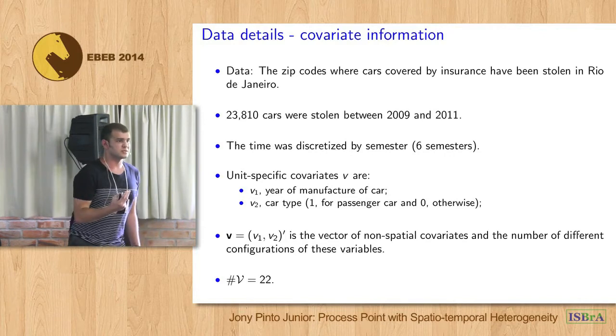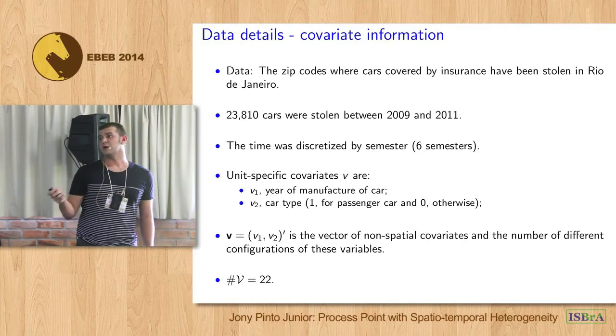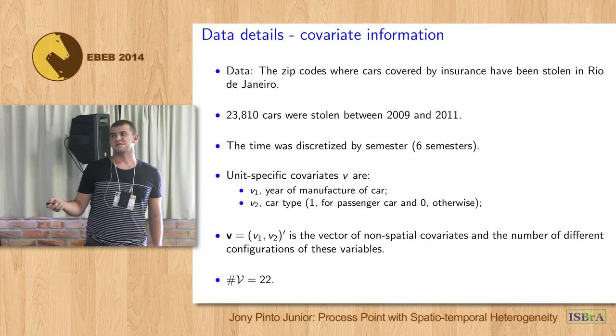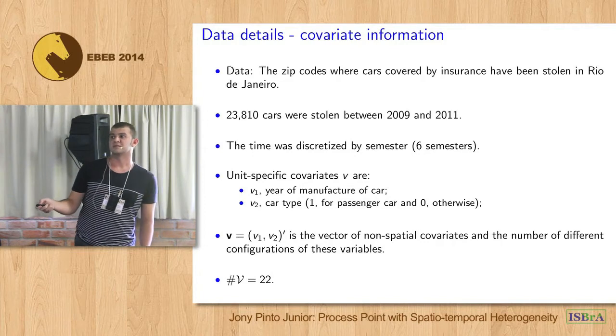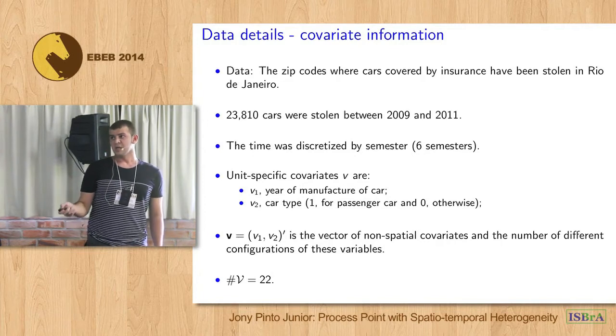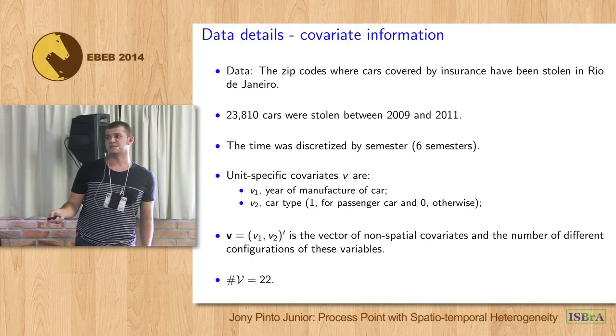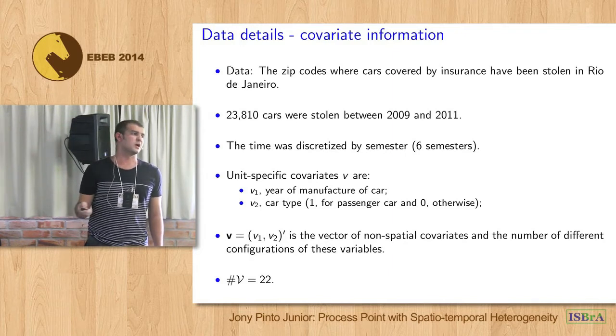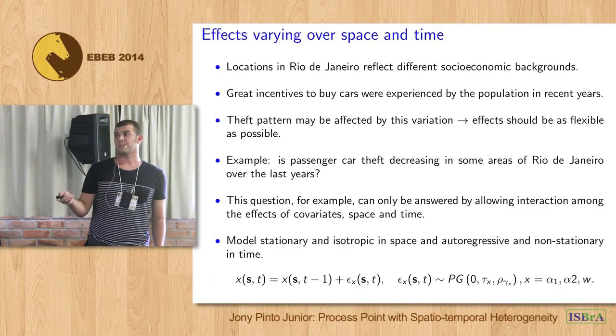We have 2 unit-specific covariates available: year of manufacture of the car, which is a continuous variable, and car type, which is a categorical variable. Using these 2 unit-specific covariates, we have 22 different configurations.